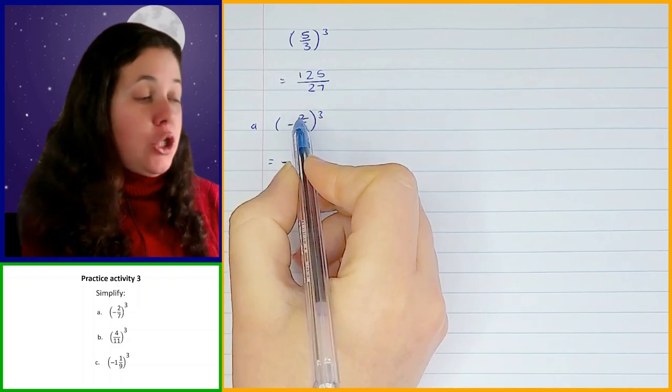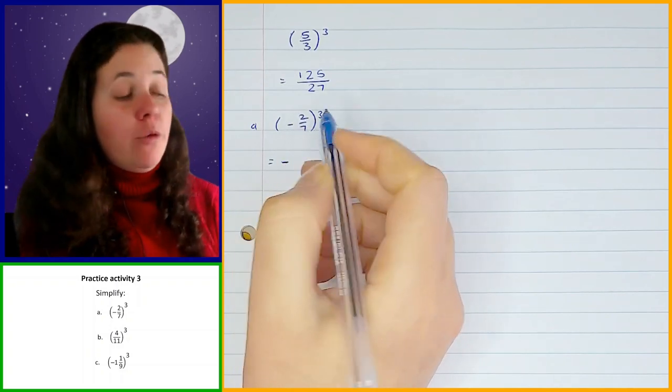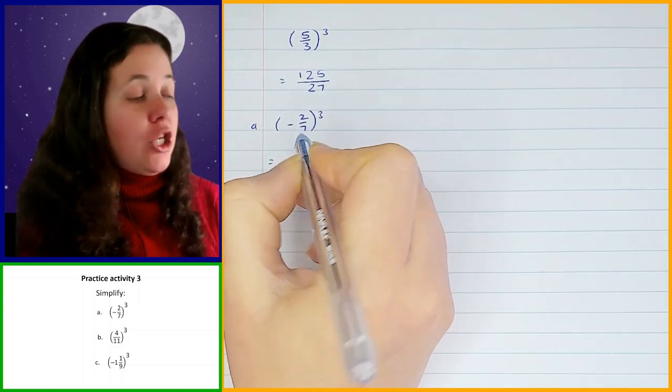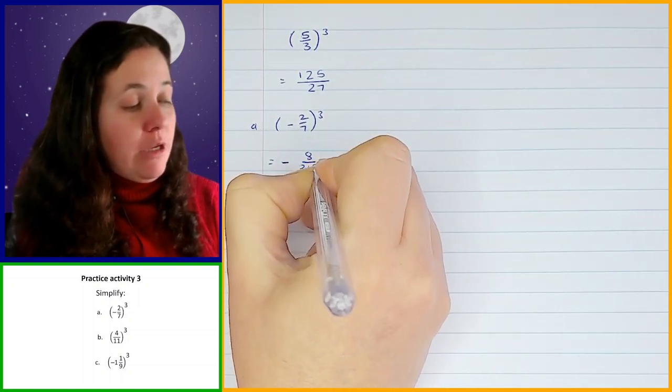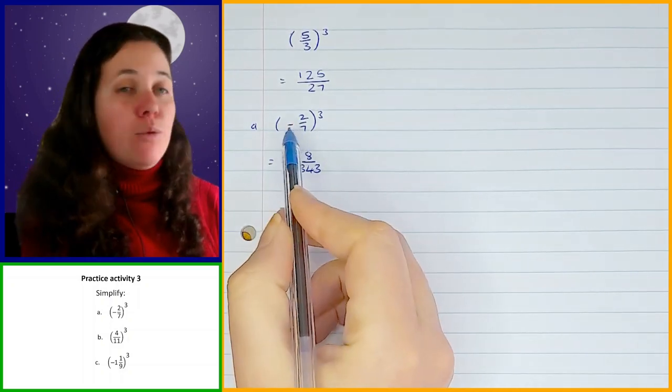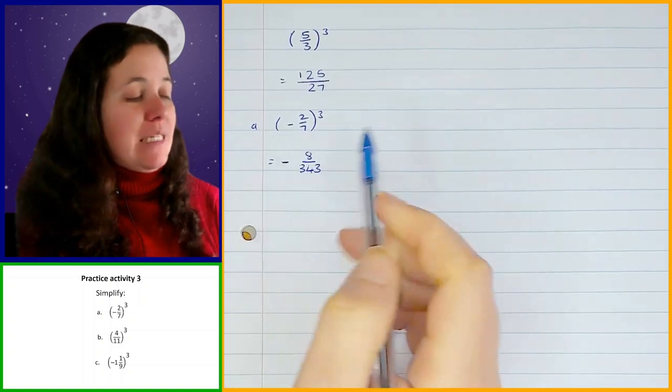Then I do my numerator, which is the 2. So 2 cubed is 8. And then my denominator, which is 7, if I cube 7, I get 343. So when you cube 2 sevenths, you get 8 over 343. And because it was negative to start with, my answer is going to be negative as well.